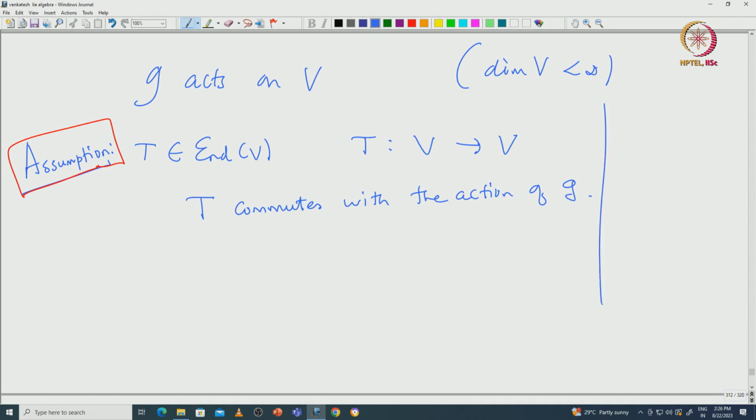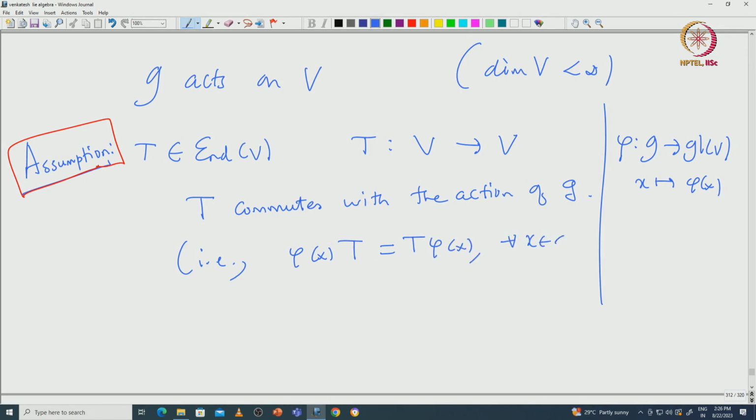What is the meaning of that? Let us say the action is given by this map phi. So phi is a map from G to GL(V). Given x, you have phi(x). T commutes with the action of G means that if you take phi(x) and this map T, they commute with each other. So T phi(x) is the same as phi(x) T, and this is true for all x in G. This is what I mean by T commuting with the action of G.